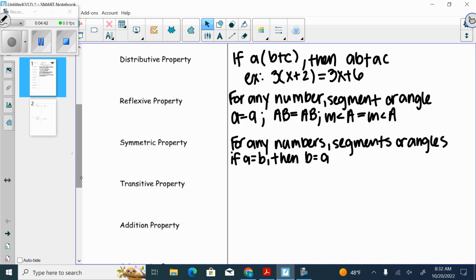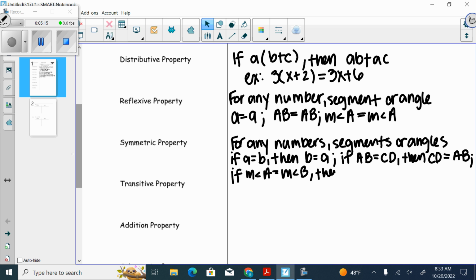It's still true, okay? If I was talking about some segments, so if some segment AB is equal to some segment CD, then I can also say that CD is equal to AB. Okay. And same would be true about any angles that we're dealing with. If the measure of angle A is equal to the measure of angle B, then I can say that the other way around as well. The measure of angle B is equal to the measure of angle A.